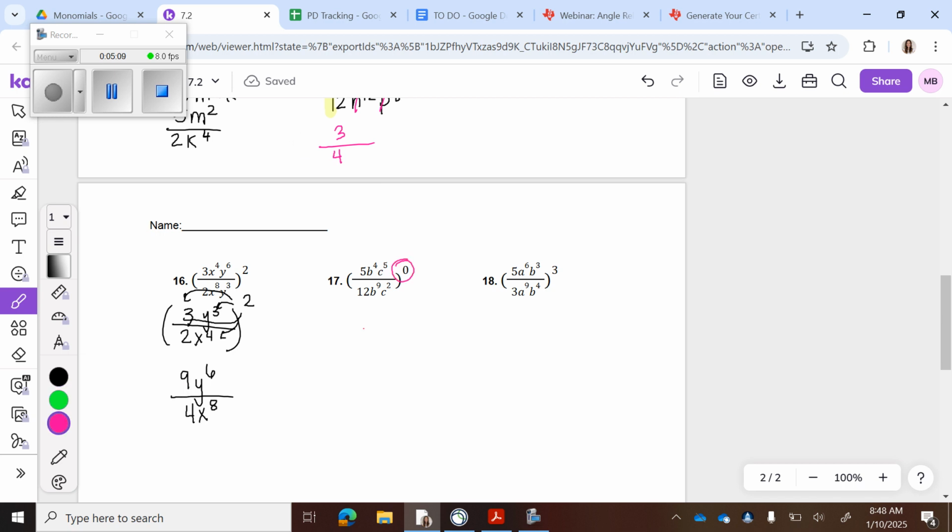Anything to the 0 power is 1. This whole thing's going to become 1. I could go in and simplify it and then distribute that 0, but I know this is going to end up as a 1.